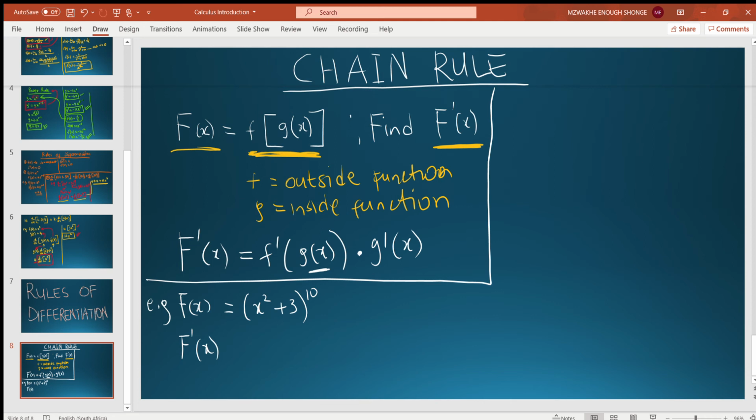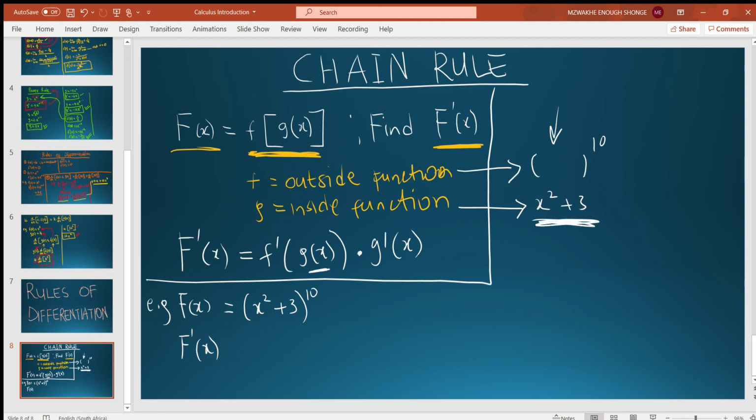You have the outside function, which is something to the exponent 10. Then you have the inside function, which is x squared plus 3. So the outside function is something to the exponent 10, and the inside function is x squared plus 3.